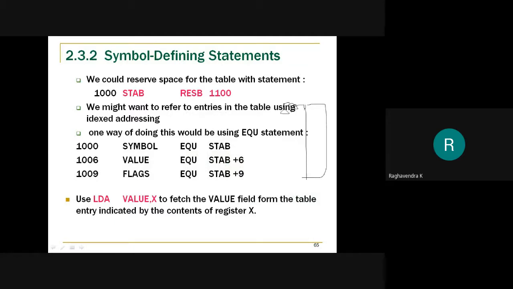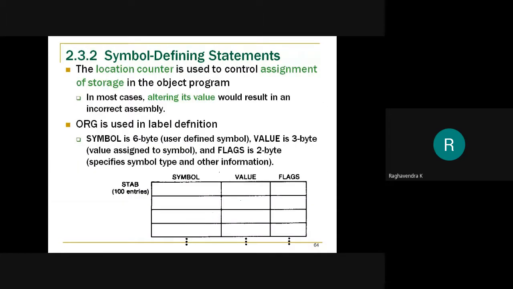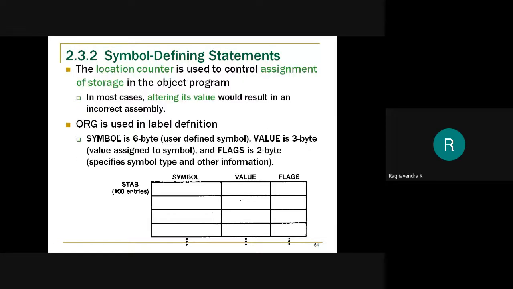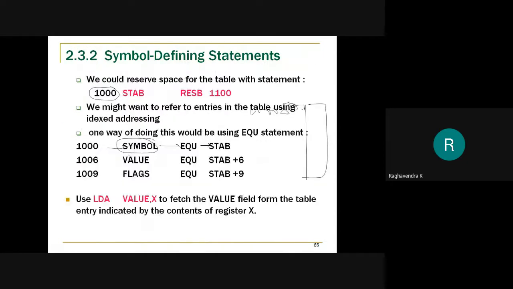Okay, S tab. So this is at address 1000, right? But now I want to define the headers and use them as index if required. So how do I do that? So at 1000 I will say symbol equate to S tab. Okay, so means whatever address has been assigned to S tab, same address is assigned to symbol. And how much it is? The size is 6 byte. Okay, so then value equated to what? Wherever S tab is plus 6 byte, correct?